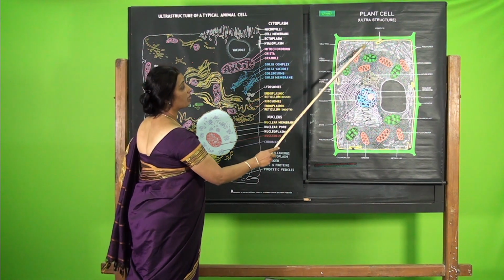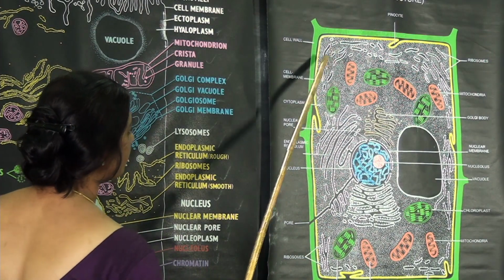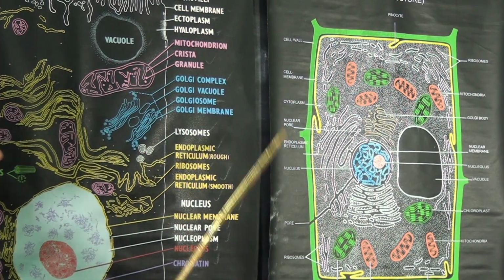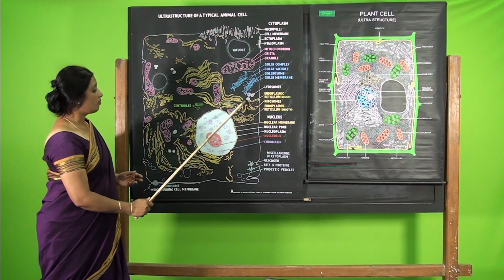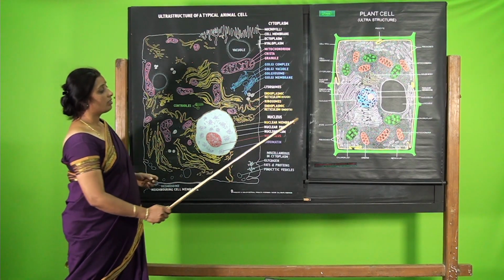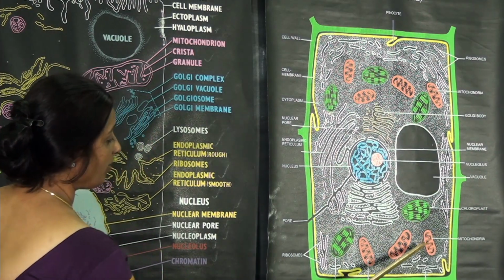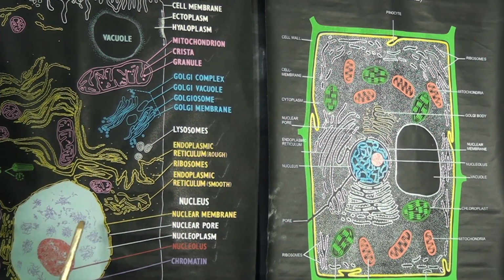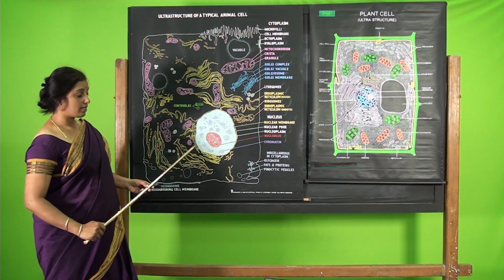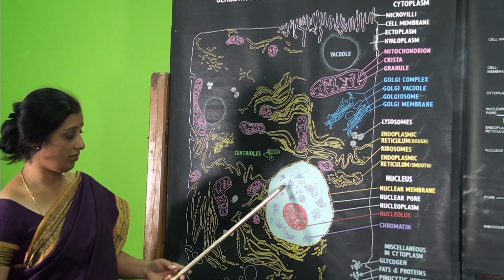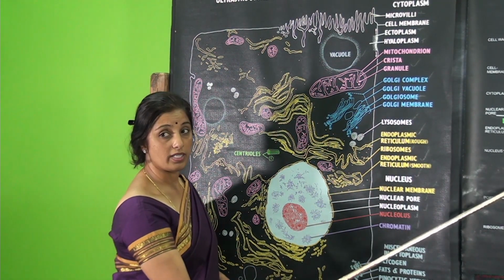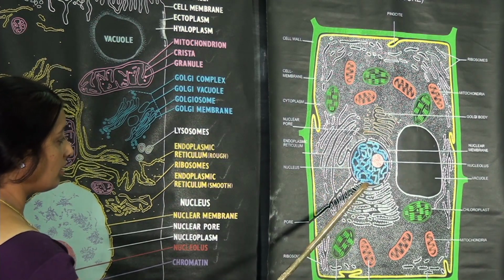This is the cell membrane of the plant cell. This is the cell membrane. These are the cytoplasm of the animal cell, and this is the cytoplasm of the plant cell. They both have a nucleus. This is the nucleus of the animal cell. This is the nucleus of the plant cell.